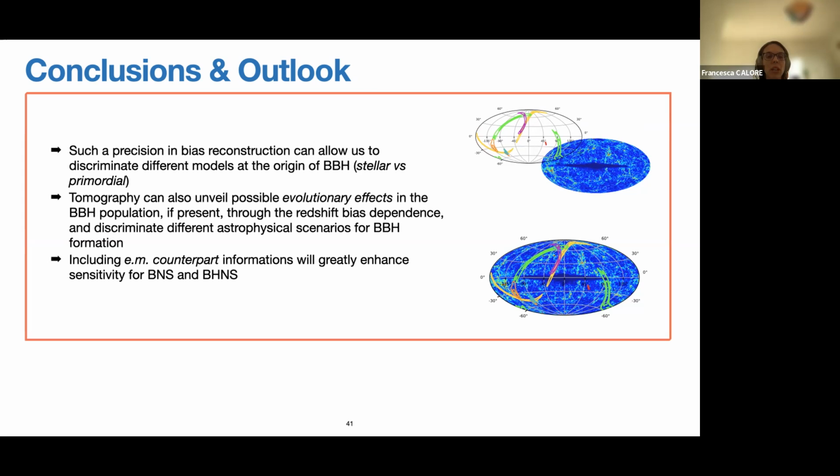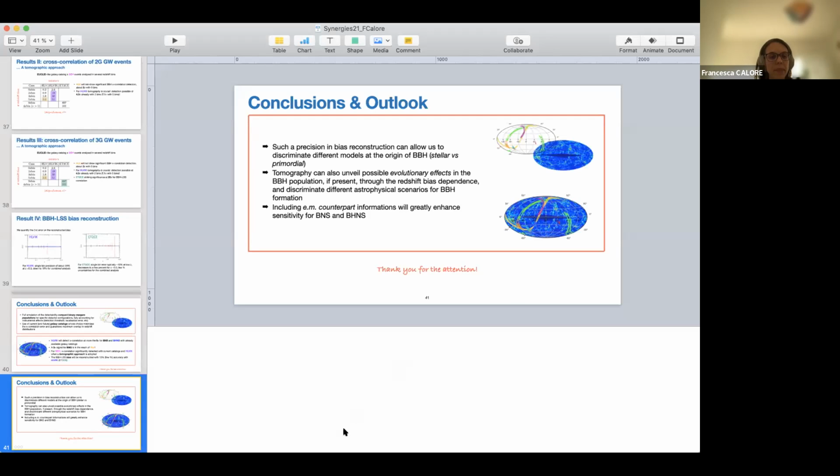And finally, let me mention that all this work really is independent of the inclusion or not of the electromagnetic counterpart information, which can, on the other hand, enhance the sensitivity to binary neutron stars and binary black holes. So thank you for the attention, and I'm happy to take your questions.